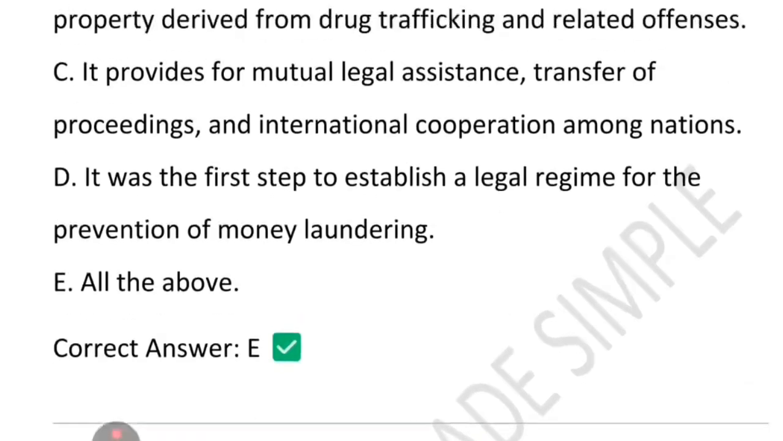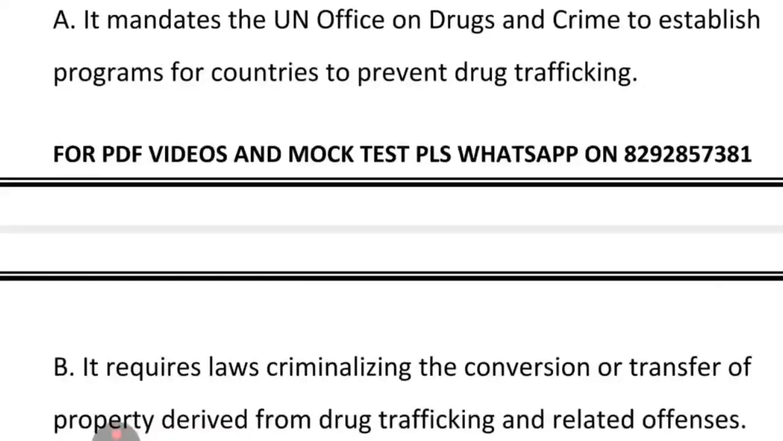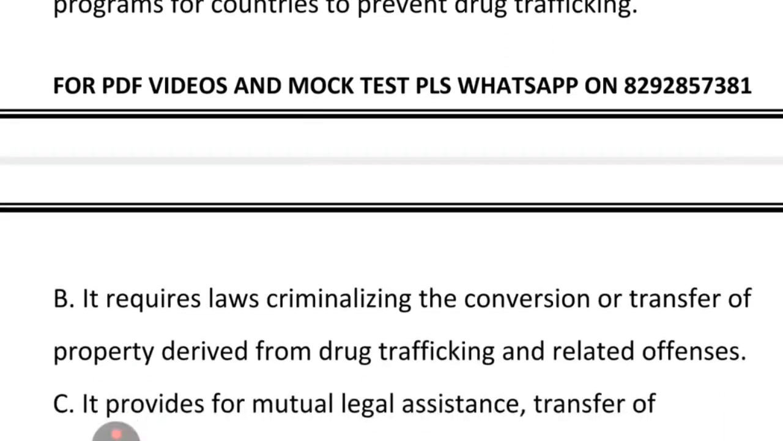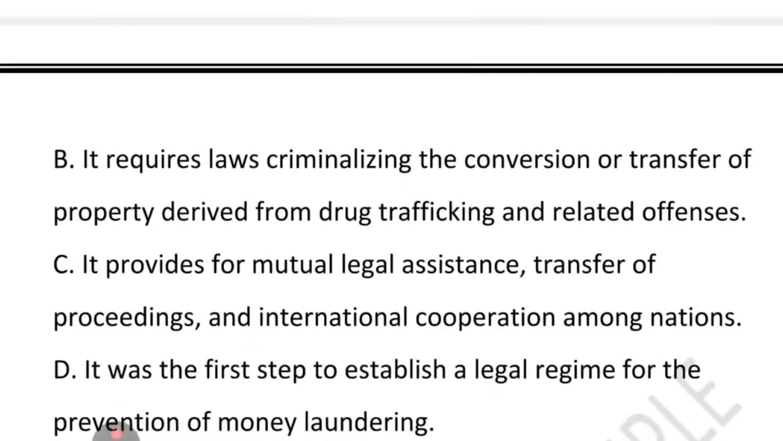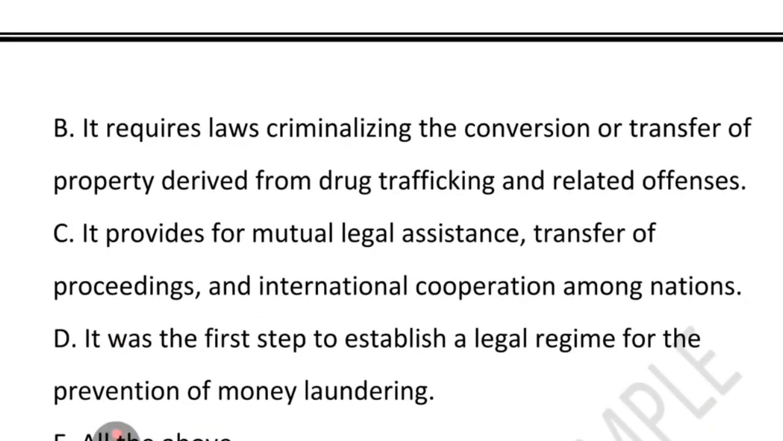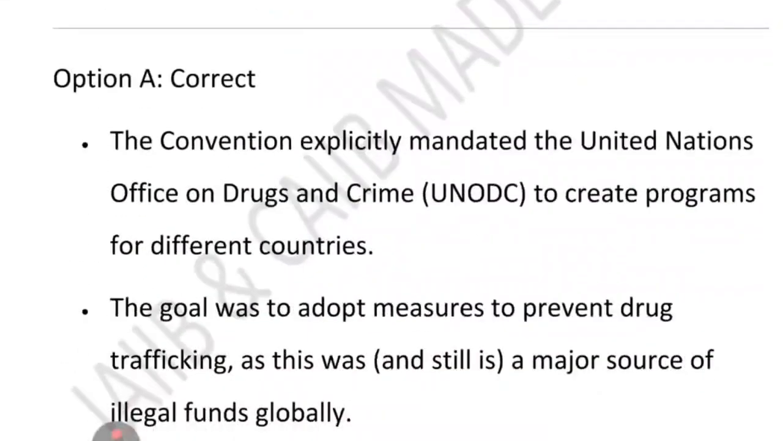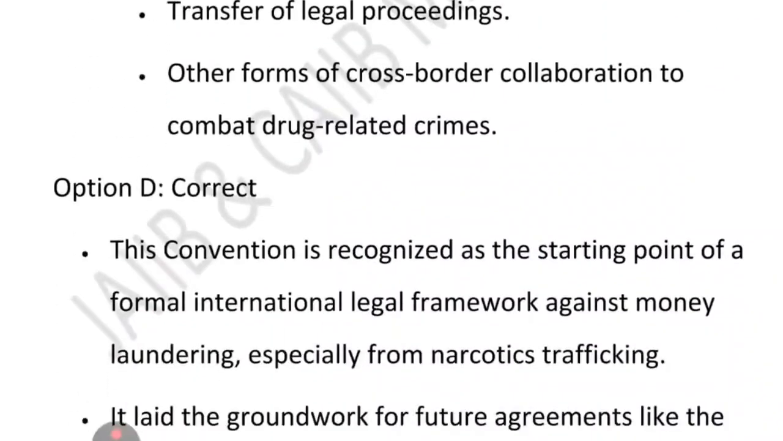So what is the key takeaway? UNODC, remember the full form: United Nations Office on Drugs and Crime. This programme helps countries fight drug trafficking. Option A. Option B, criminalizing dirty money, so ban hiding drug profit. Option C, global teamwork, it forces cross-border cooperation. Pioneering the anti-laundering, which means the first treaty that targeted drug money. And all are correct. So these are all the points related to the UN Vienna Convention. I hope it makes sense to you.